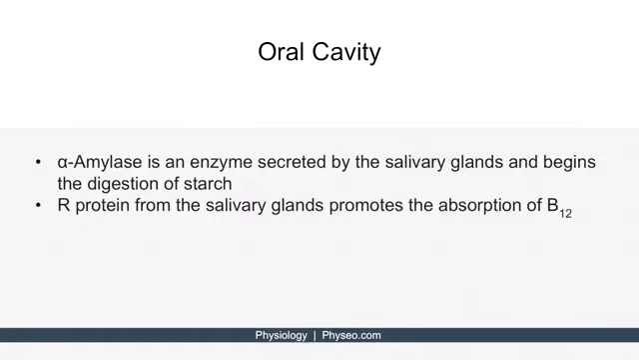The first topic is the oral cavity. For step 1, you need to know that alpha amylase is an enzyme secreted by the salivary glands and begins the digestion of starch. You also need to know that the salivary glands produce a protein called R protein, which promotes the absorption of vitamin B12. We'll talk about vitamin B12 in a lot more detail in a minute.